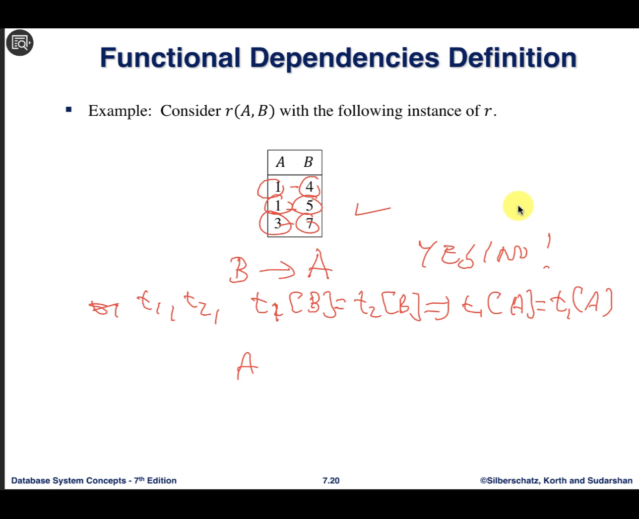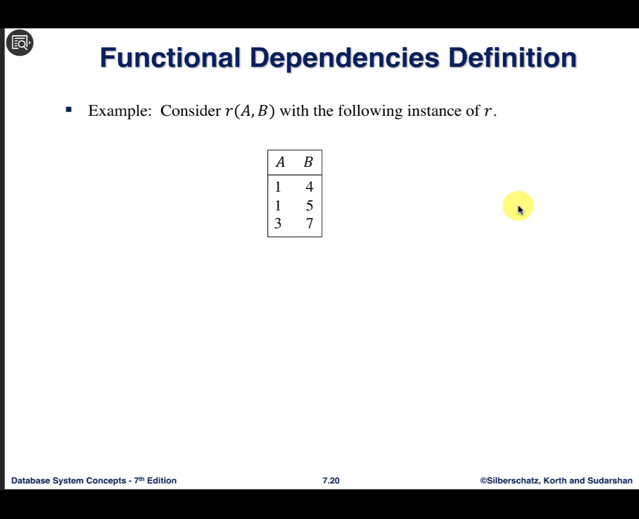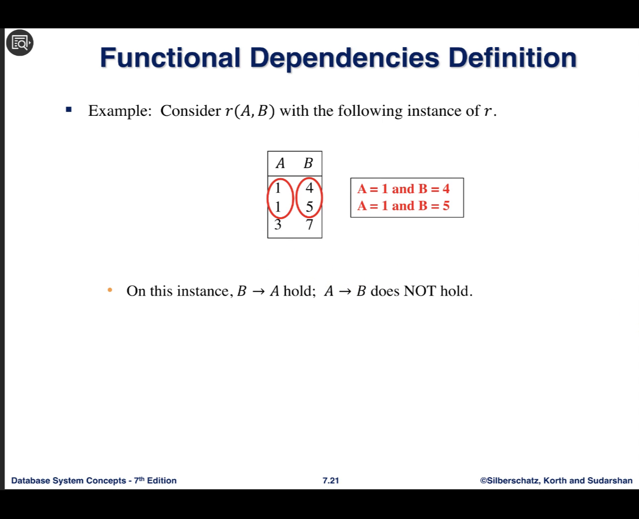But if we take a look at A to B, no. Why doesn't it hold in this case? Take a look here. If you have two tuples that have the same value of A, so this tuple and this tuple, they must have the same value of B in order to say A determines B, or A implies B, or B is determined by the value of A. You see that here? So this one, no, because we have an issue here. Clear? So this is the functional dependency.